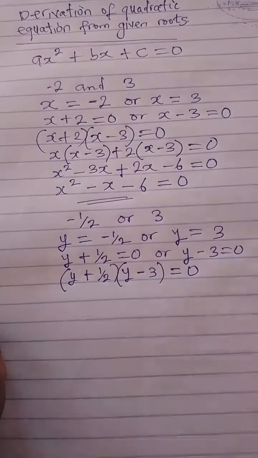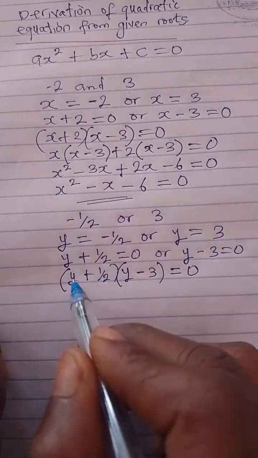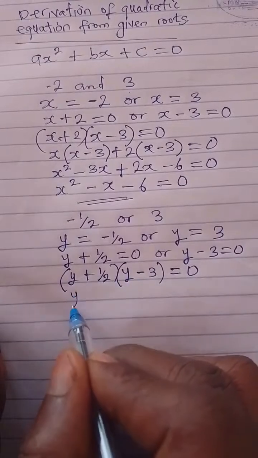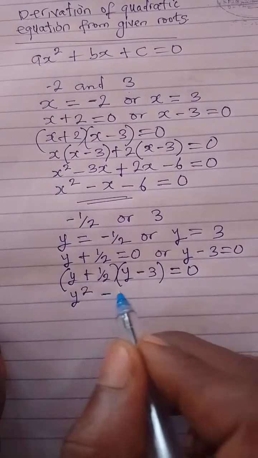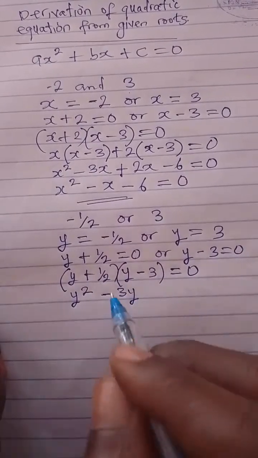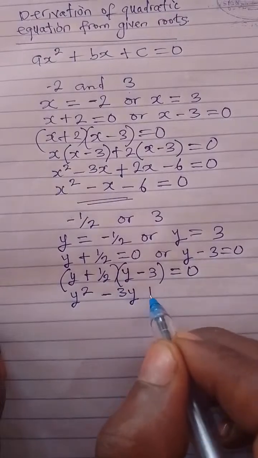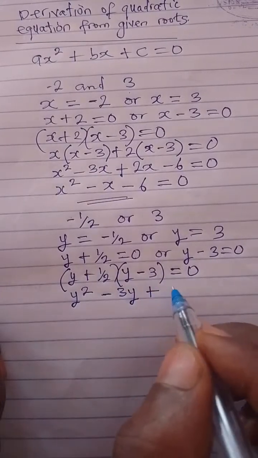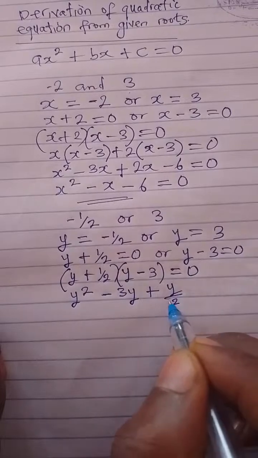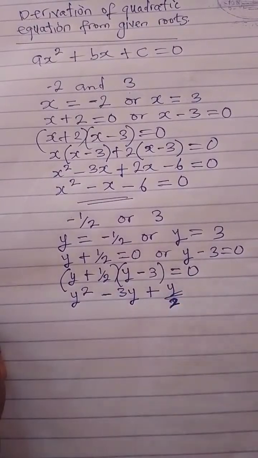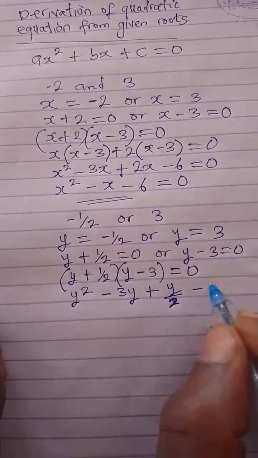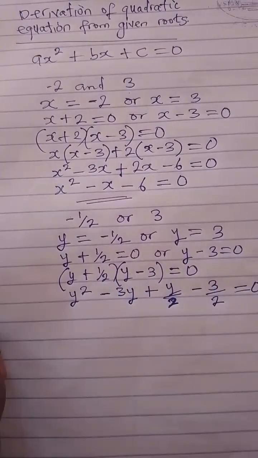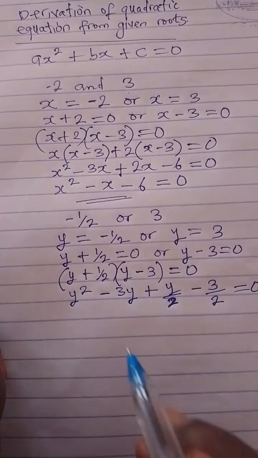Now, let us multiply. We have y times y, which will give us y squared. Then we have y times minus 3, that will give us minus 3y. Then 1 over 2 times y, that will give us y over 2. So we have y divided by 2. Then 1 over 2 times minus 3, that will give us minus 3 over 2. So let's continue from here.